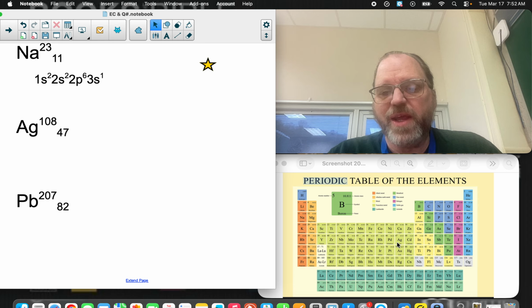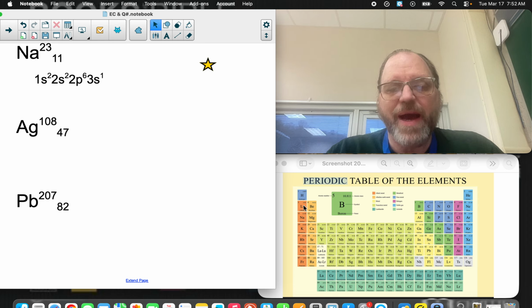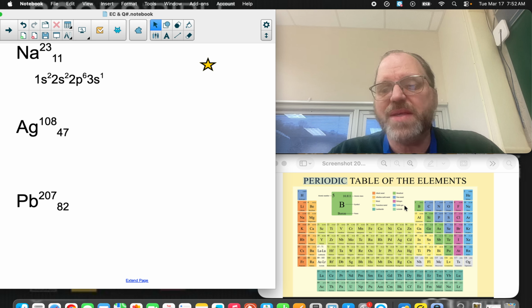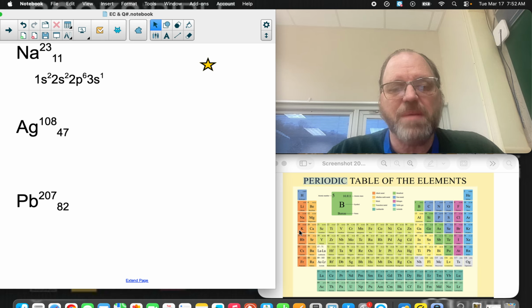Next, we're going to do silver. Silver's way down here. So beginning, hydrogen, helium, 1s2. Lithium, beryllium, 2s2. Boron through neon, 2p6. Sodium, magnesium, 3s2. Aluminum through argon, 3p6. Potassium, calcium, 4s2. Hit the line, we're going to drop down. Scandium through zinc, 3d10. Hit gallium, I'm going to go back up.